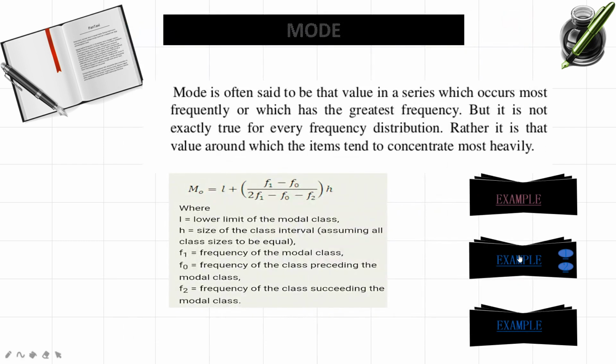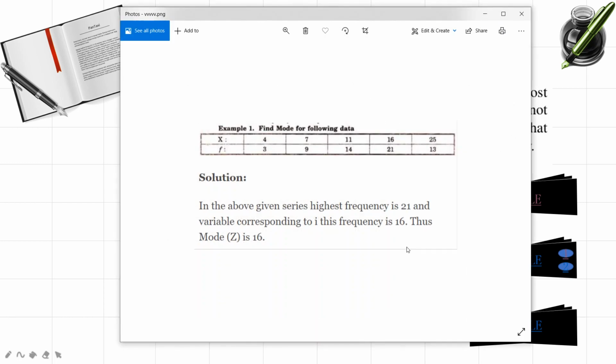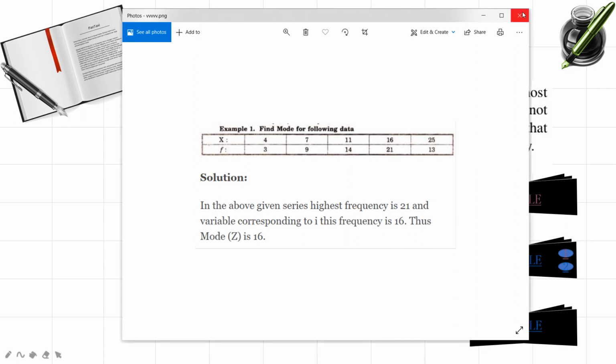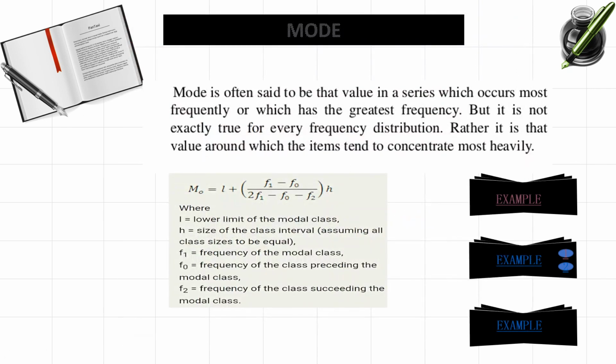And next, in case of discrete series, we have two methods. One is inspection method and the second one is grouping method. Here I am going to explain both to you. First, in case of inspection method, directly we have to see the highest frequency value. Here you can observe the frequencies column, and the highest value in that column is 21. The corresponding X value is your mode, which is 16. This is the inspection method, which is a very easy method to calculate mode.